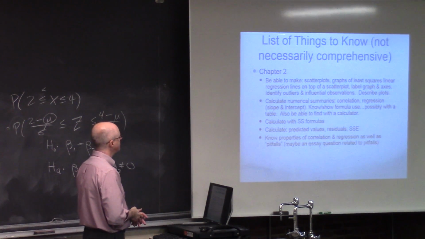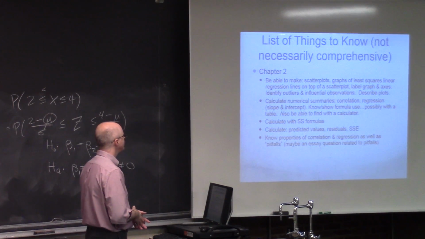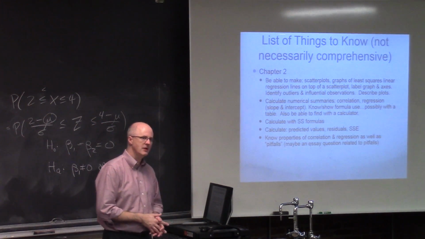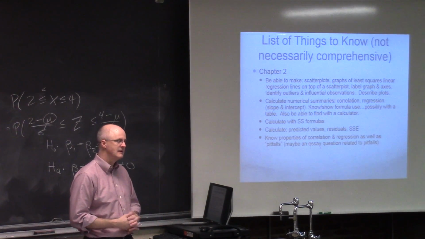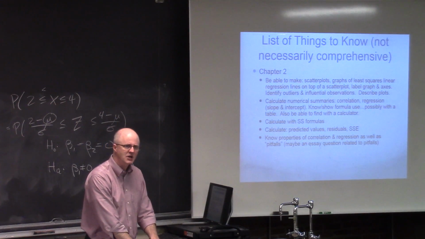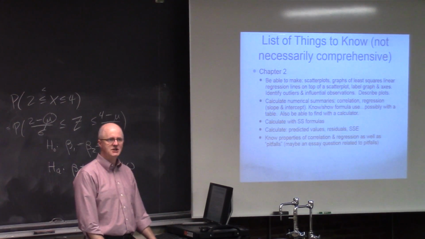Identifying outliers and influential observations. All the formulas for regression. A lot of them came up in chapter 2. Not all of them, not the inference stuff. Also, there were correlation and regression cautions. The big one being correlation is not causation.